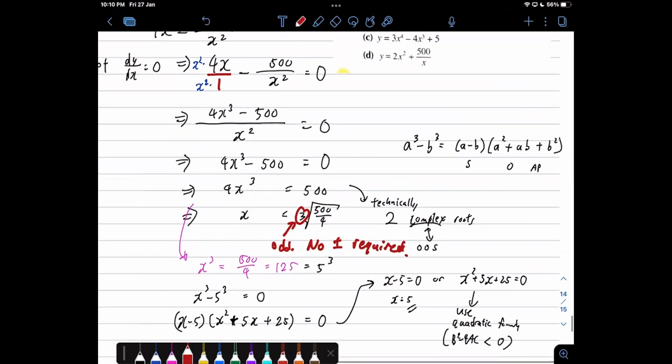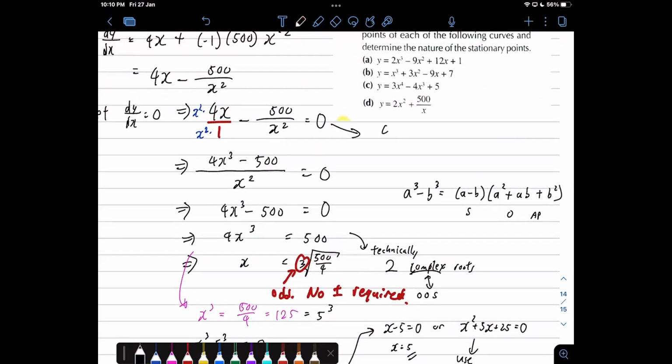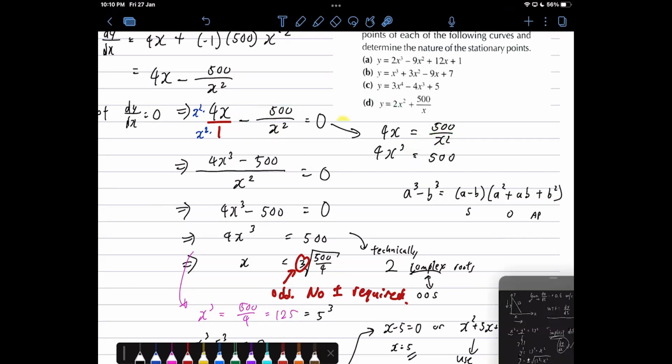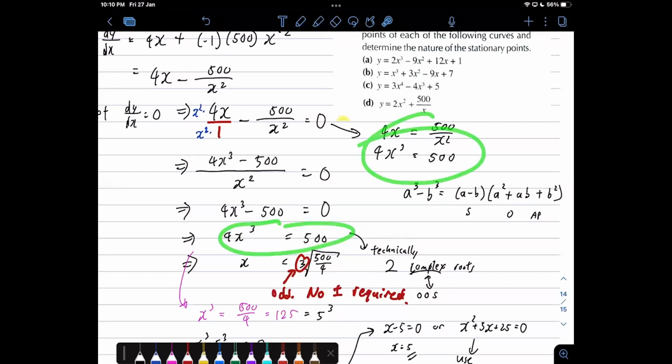Okay, of course, another way to solve this over here, right, is 4x minus 500 over x squared is equal to positive 500 over x squared. Multiply by x squared, so it's 4x cubed equals 500. Much faster, right? Can you see? Minus bring over becomes plus, then you just times the x squared. That's another way. Then it will be exactly the same.